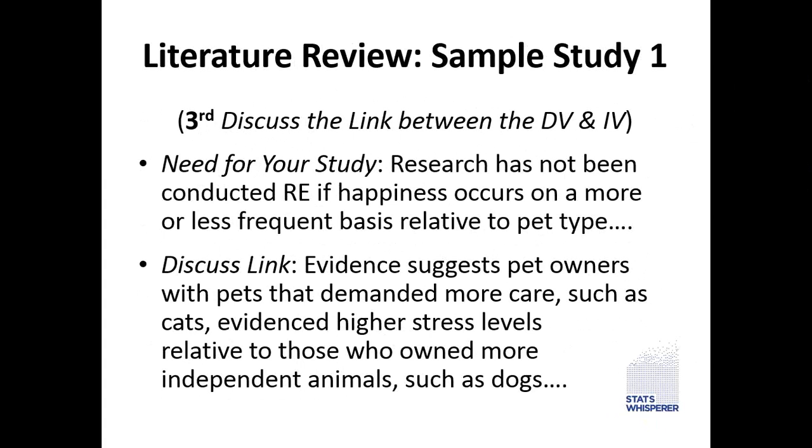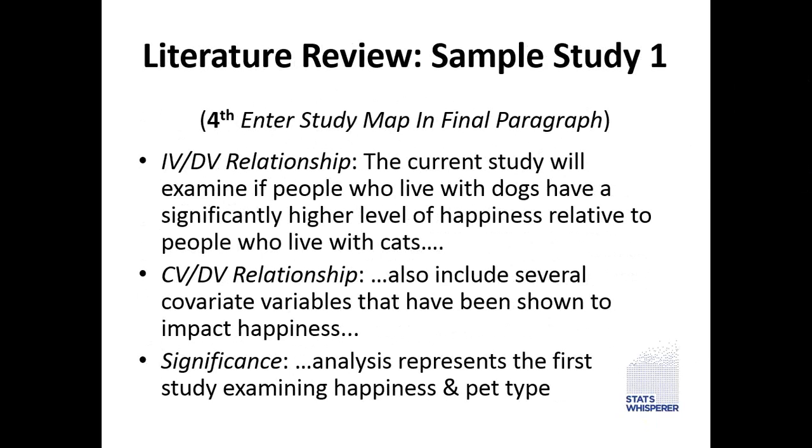And then our final sentence right before the methods is always that study map. The final paragraph right before the methods is always that study map paragraph, right, where we say what we're going to examine. Right? And it's our therefore paragraph, right? So therefore, the current study will examine if people that live with dogs have significantly higher levels of happiness relative to people that live with cats. And so that's the primary purpose of the study statement.